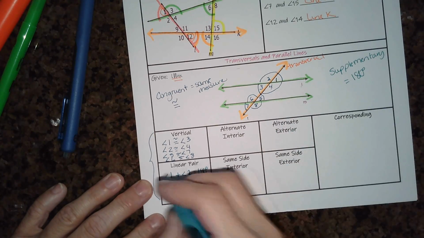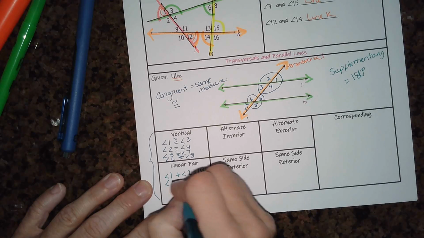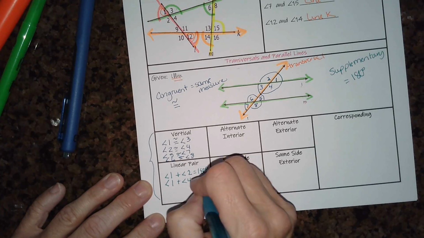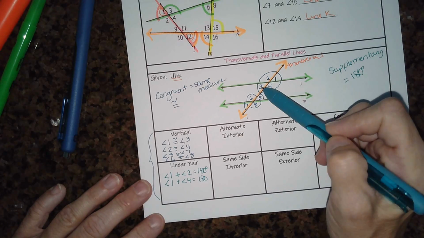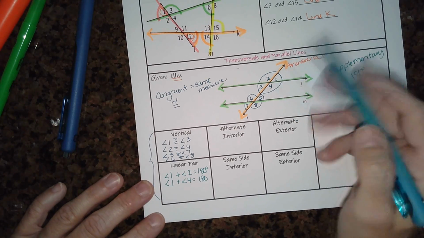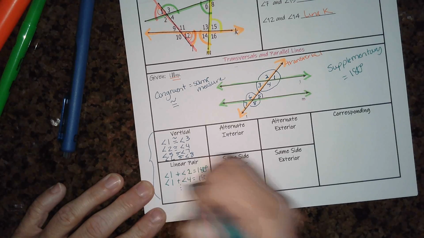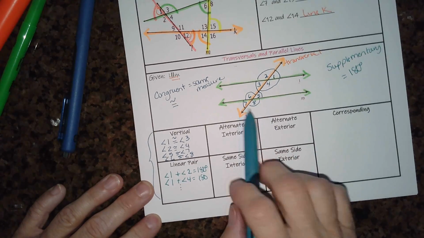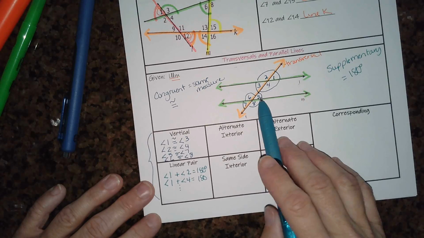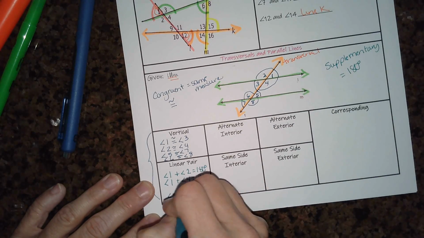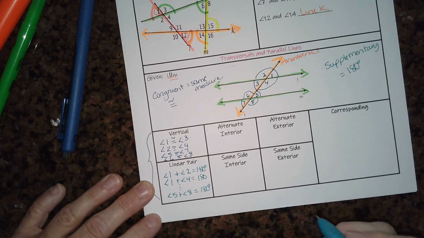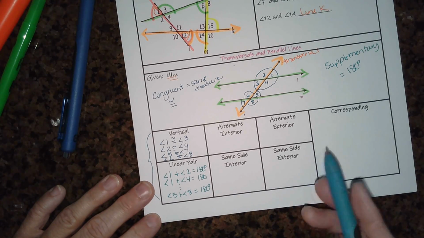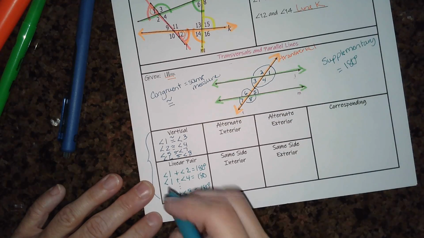Angle 1 and angle 4. So angle 1 plus angle 4 is equal to 180. And we could also say angle 4 plus angle 3 and angle 3 plus angle 2. But I'm not going to list all of them. Let's go down here and pick a couple. So what about angle 5? Angle 5 plus angle 8 equals 180. And how about angle 6 plus angle 7?